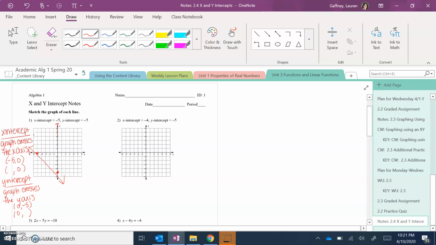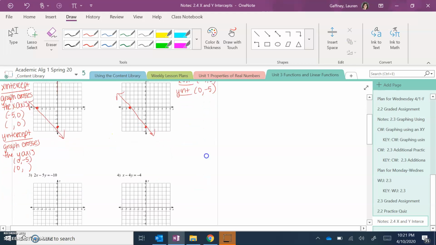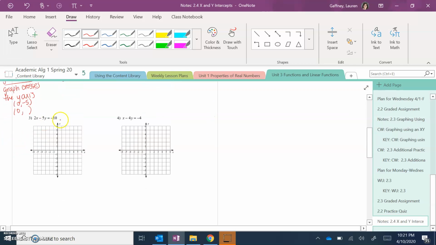Take a minute. I want you to pause the video and think about what number 2 would look like. When you hit play, I'll go over that one. All right, so for the x-intercept, we had said the y value is always 0, so it would be hitting at -4 on the x-axis, so -4, 0. For the y-intercept, the x value is always 0, and the y-intercept is down at -5, and you can connect those like so.